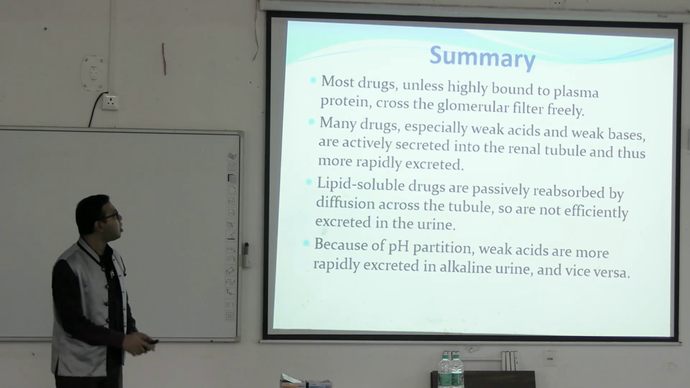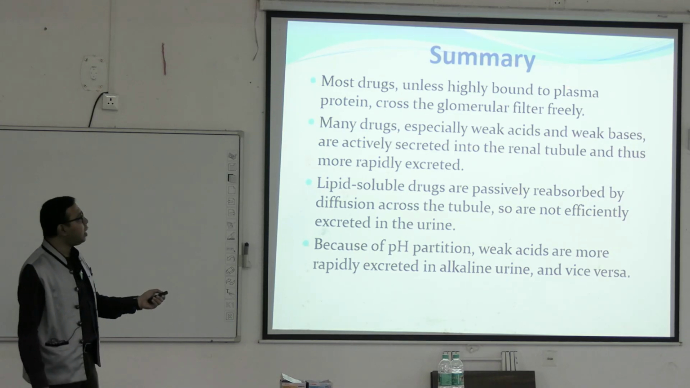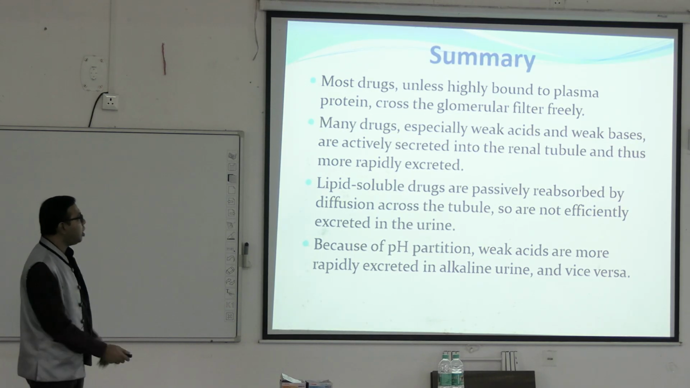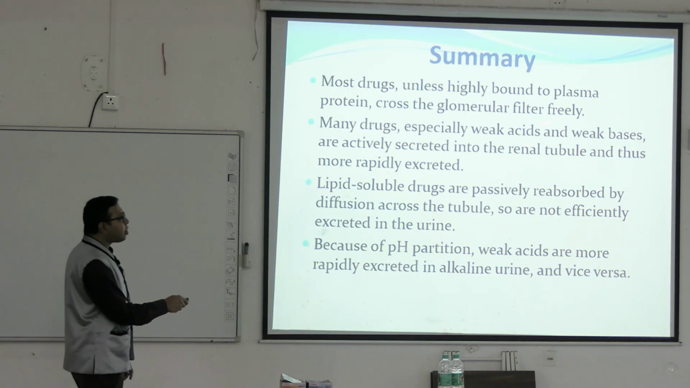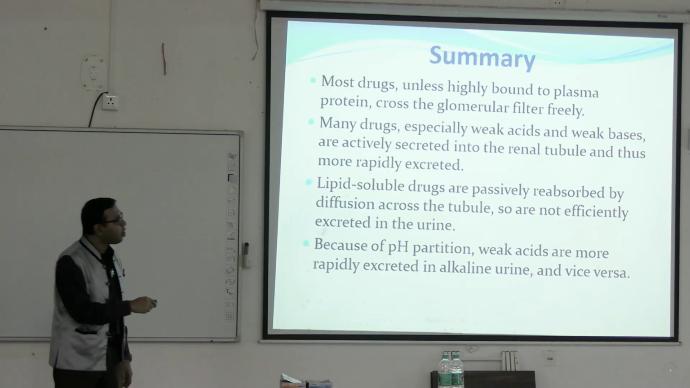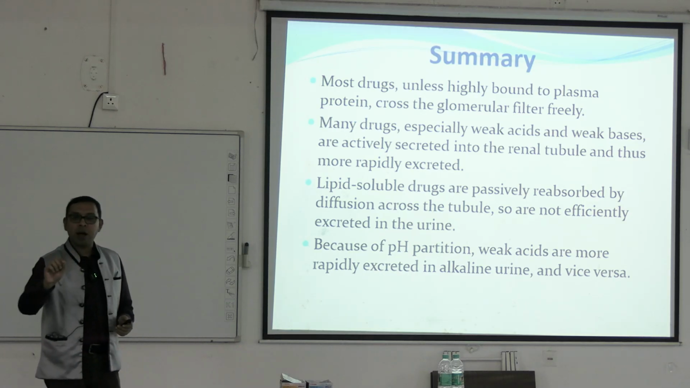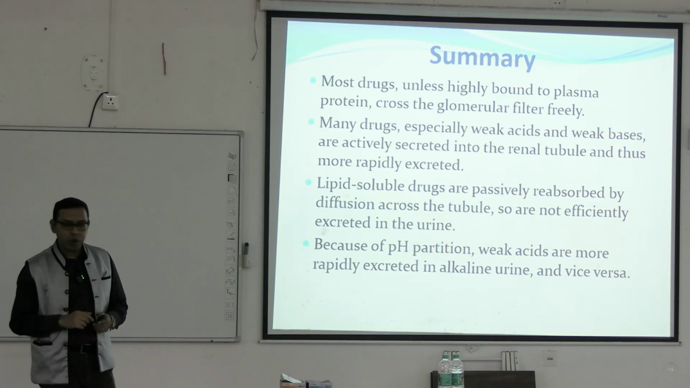So we can summarize, most drugs unless highly bound to plasma protein cross the glomerular filter freely. Remember, many drugs, especially weak acids and weak bases, are actively secreted in the renal tubules because this depends upon the pK of the drugs and pH of the tubular fluid.